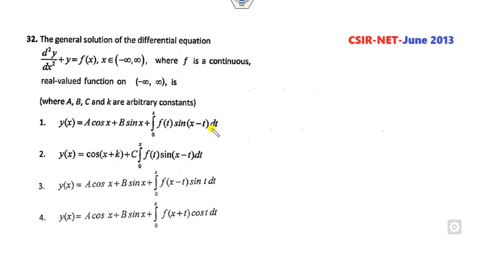Okay, now look at this equation, y double dash plus y is equal to f of x, where f is a continuous function. The first method is, you can take any of the continuous functions, say f is equal to 1. Every constant function is continuous. What is the solution of this? The auxiliary equation gives c1 cos x plus c2 sin x.